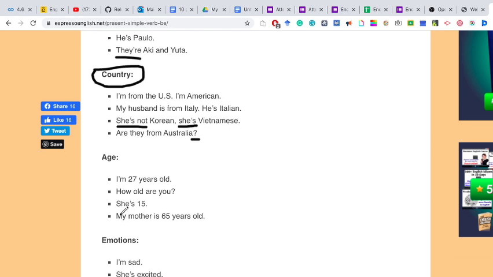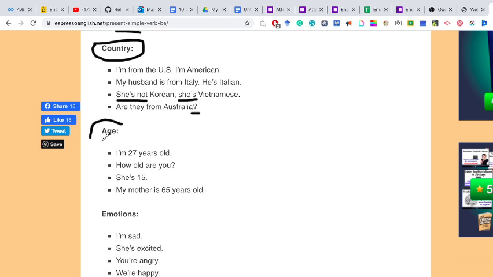We also use the verb be when we're talking about age. I'm 27 years old. Or you can say I'm 27 only. You don't have to say all this if you don't want to. I'm 27 and that's it. Or you can say, I'm 27 years old. It's up to you. How old are you? Like in this example, she's 15 or I'm 15. My mother is 60 or my mother is 60 years old. 65 years old.